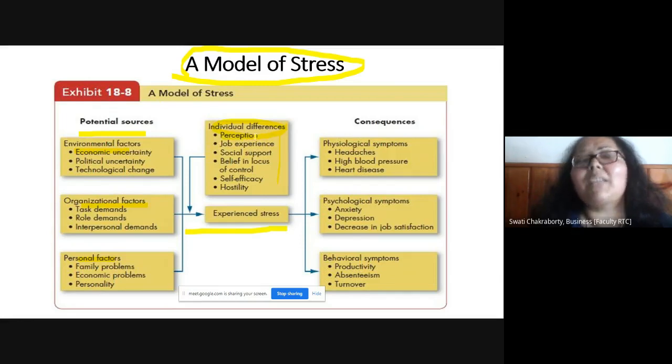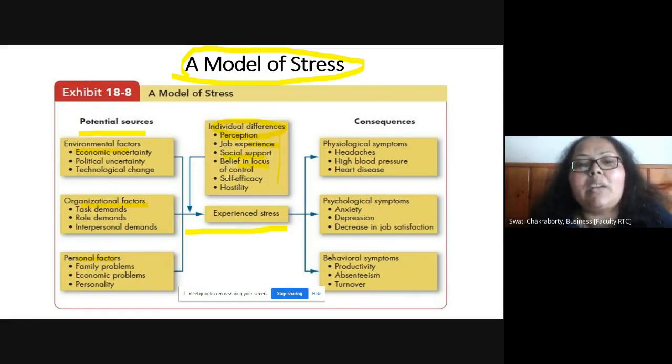One is the perception. Perception comes from the word perceive. How do you look at the situation? Your way of looking at it differs. Job experience. A person who is more matured in that job, who has been working in that place, or has more years of experience, is much more matured and can handle things in a better way. Social support comes from the society, from friends, from your colleagues. So that also matters. Those who have support work in a different way, react in a different way.